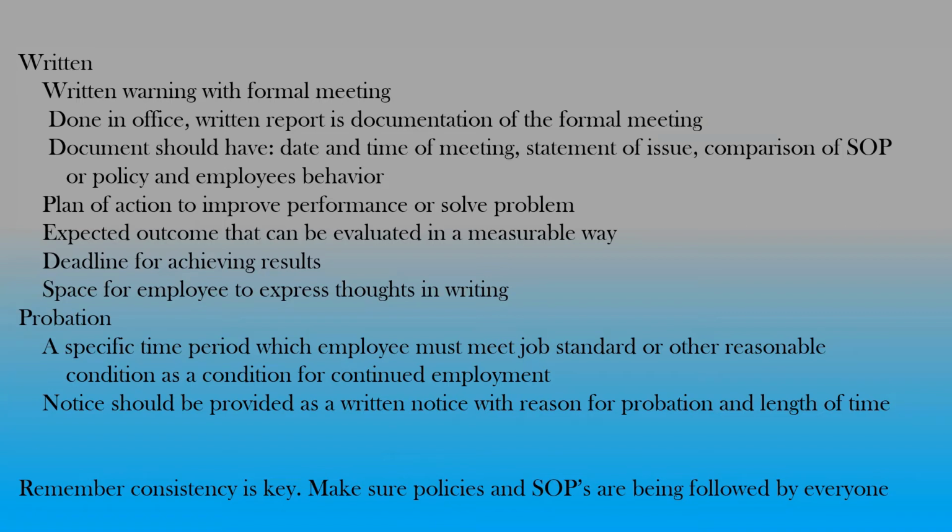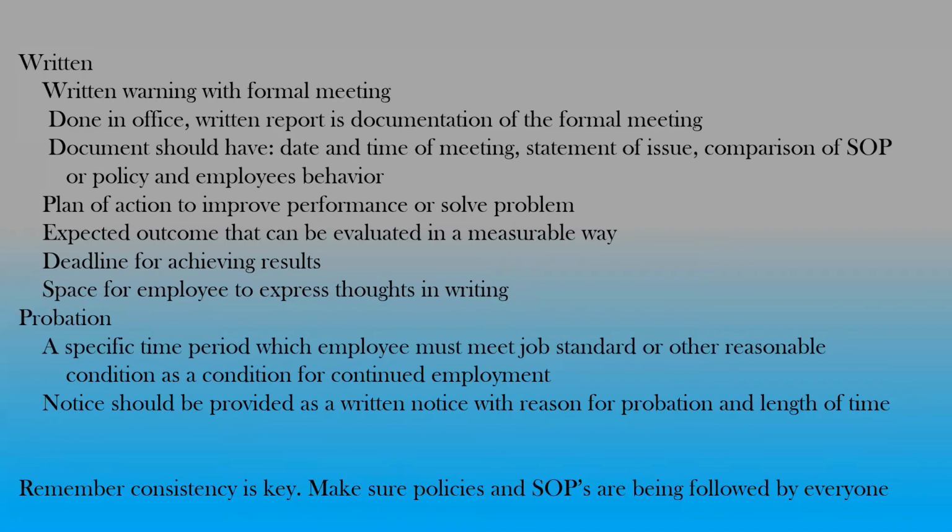It should have when the meeting happened, the statement of the issue, a comparison of what the SOP is and what the employee's behavior is, the plan of action, the expected outcome, the deadline, and then space for the employee to express thoughts in writing. So that's the formalized version of what happens after the oral warning or the oral discipline. So again, that's step number 2, if that first step doesn't pan out or if it's continuing to happen. Then the third level is probation.